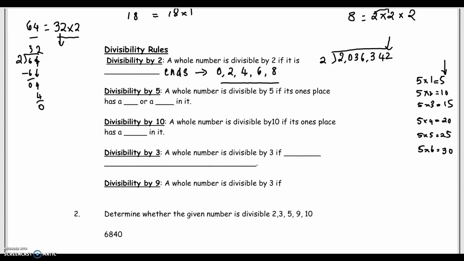The last digit in this number is a 5. The last digit in this number is a 0. Last digit 5. Last digit 0. A number that is divisible by 5 has either a 0 or a 5 in its ones place. So let's look at some examples.